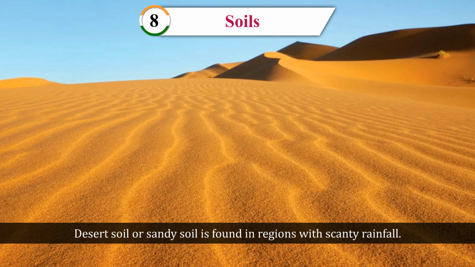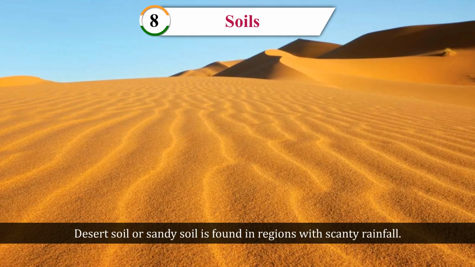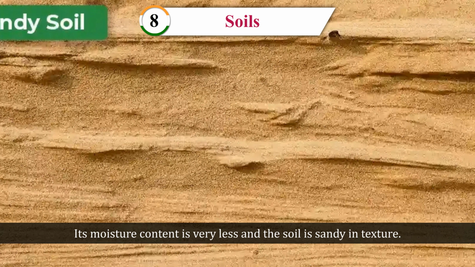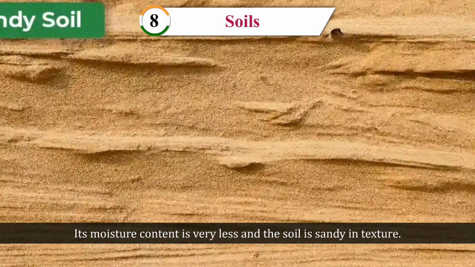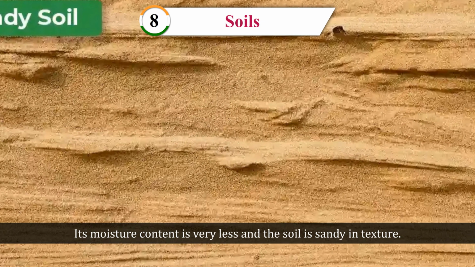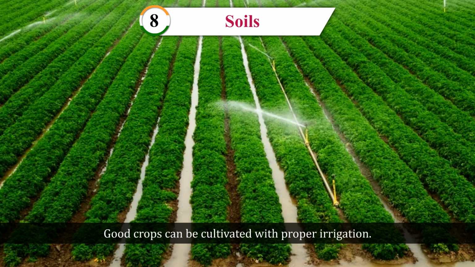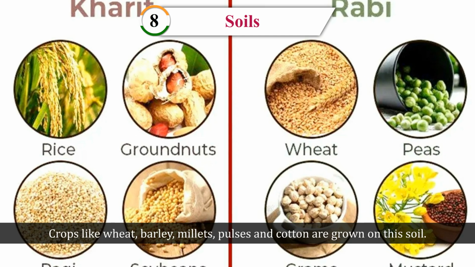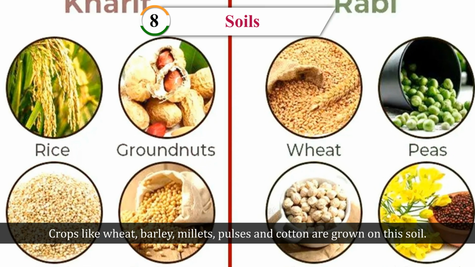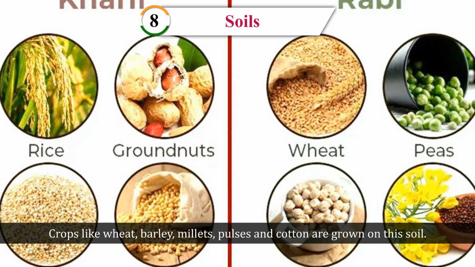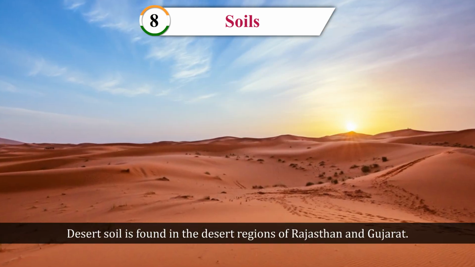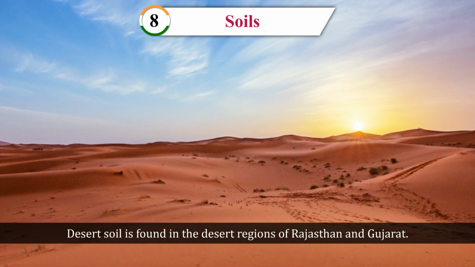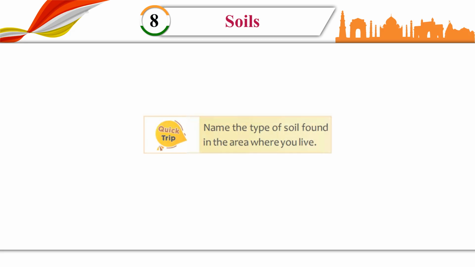Desert soil. Desert soil or sandy soil is found in regions with scanty rainfall. Its moisture content is very less and the soil is sandy in texture. Good crops can be cultivated with proper irrigation. Crops like wheat, barley, millets, pulses and cotton are grown on the soil. Desert soil is found in the desert regions of Rajasthan and Gujarat.